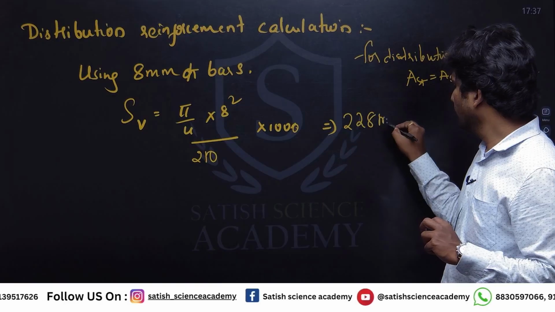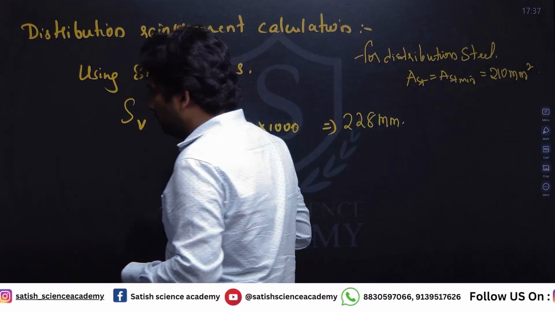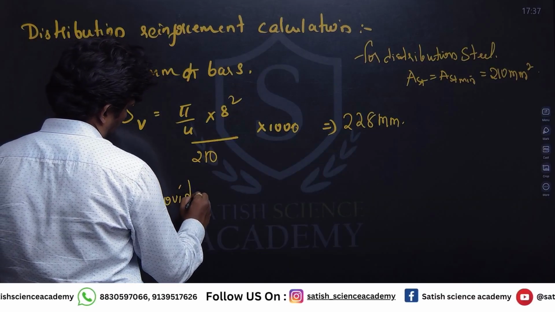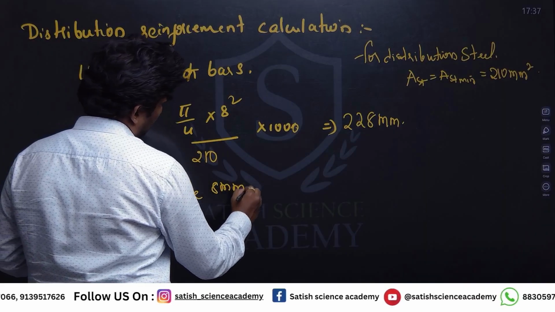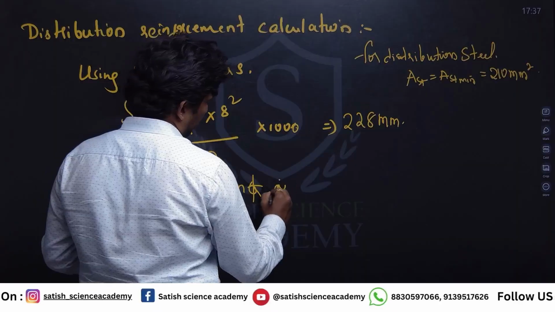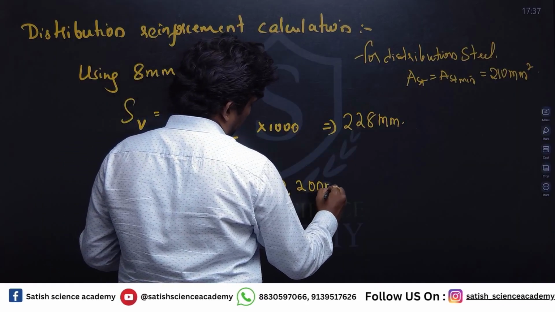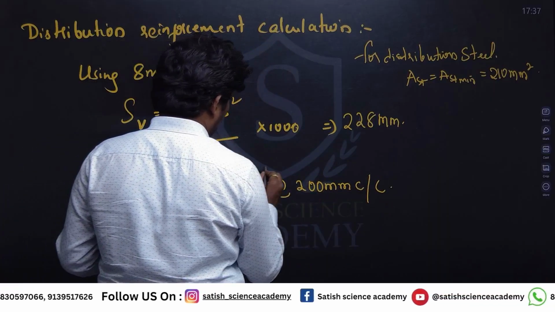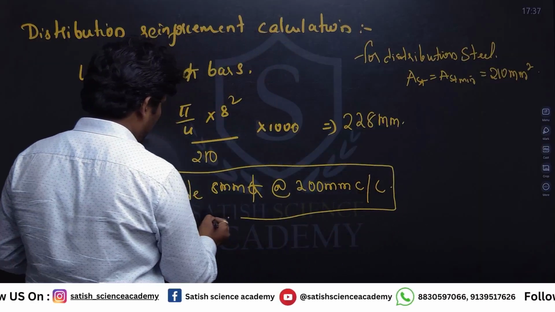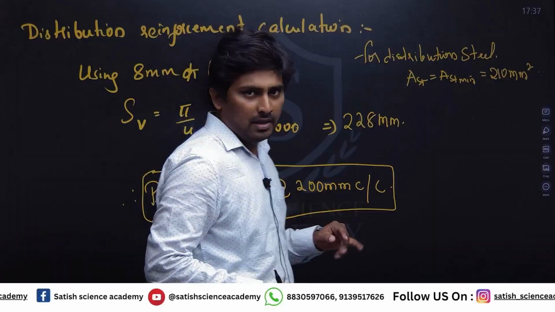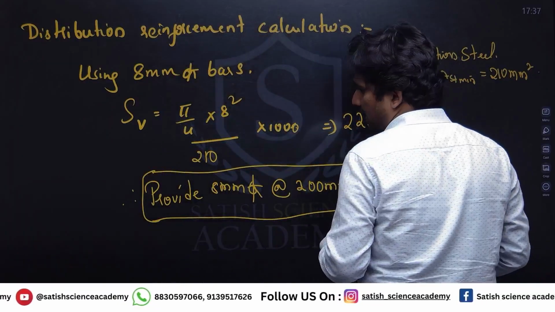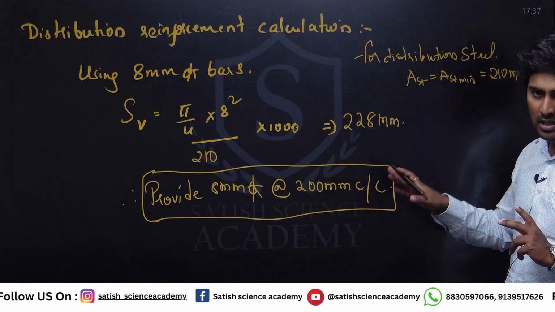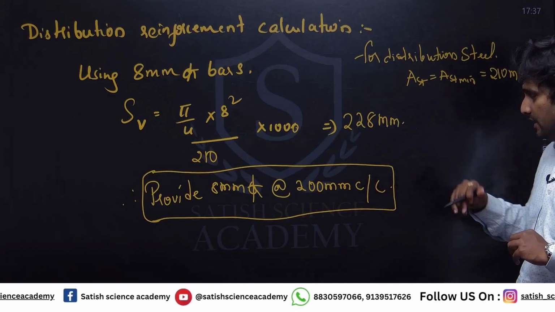Therefore, provide 8 mm dia at 200 mm center to center. So Ast minimum is done, Ast of main reinforcement is also done, and Ast of distribution steel is also done. Now you have to check whether the spacing of 200 that we are providing is greater than the minimum spacing.